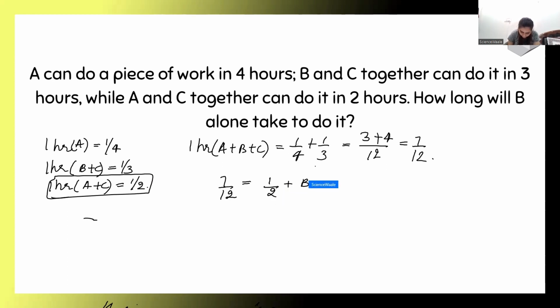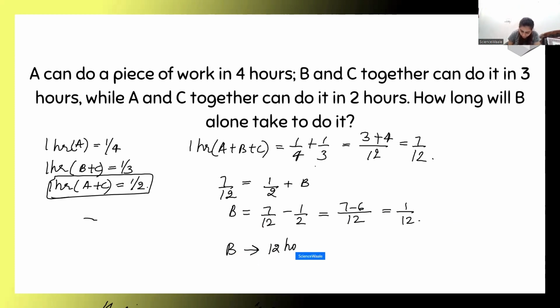So 7 by 12 is for A plus B plus C, which equals 1 by 2 plus work of B, right? We know that for A plus C it is 1 by 2, but we don't know how long B will take. So let's just consider it as B. 7 by 12 equals 1 by 2 plus B. So the work of B will be 7 by 12 minus 1 by 2. If we take 12 as the LCM, 7 minus 6, which is 1 by 12. So 1 hour work of B is 1 by 12. So B will take 12 hours to complete the whole work individually.